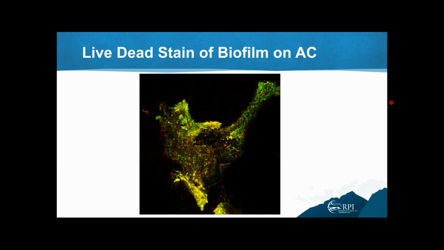Now, this is a picture of microbes growing on activated carbon and building up a biofilm. There are two stains here. The green stain are live cells, the red stain are dead cells. And you see this shape is held together by the biofilm structure. Now, this picture and the previous picture are both laboratory studies.